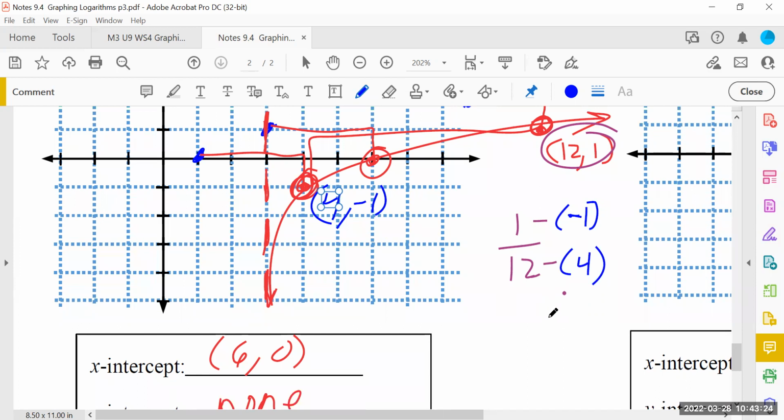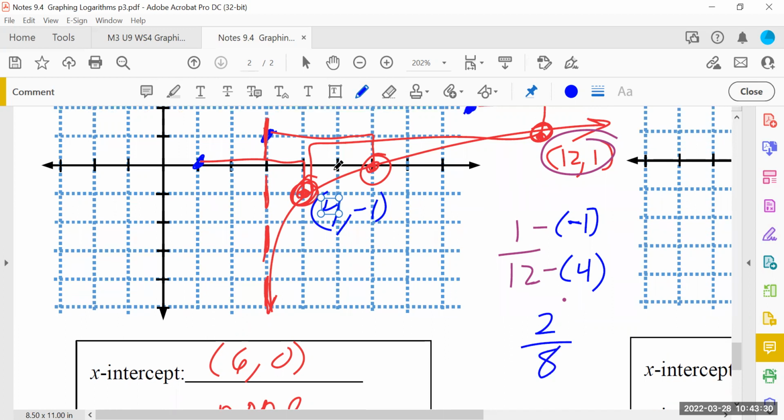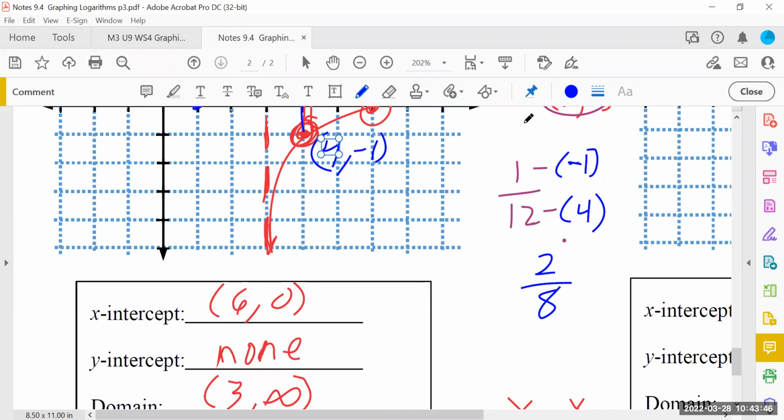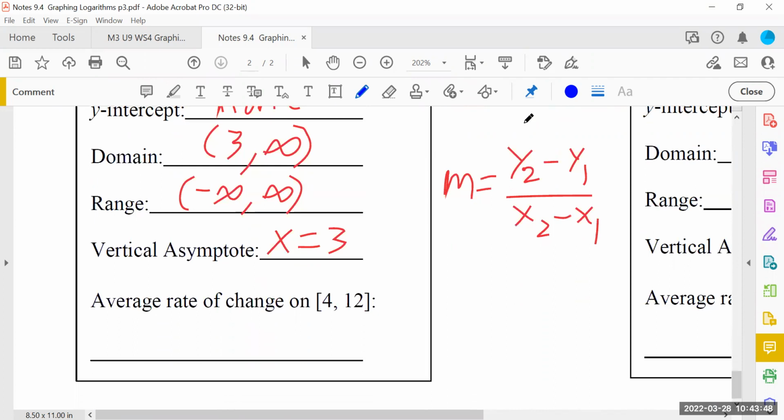1 minus negative 1 would be 2. 12 minus 4 would be 8. So 2 over 8, or if I can see the points, just count up 1, 2, over 1, 2, 3, 4, 5, 6, 7, 8. I have to be careful when you're counting off the graph. Does that make sense? But it should be 2 over 8. 2 over 8 would be my rate of change, which would reduce to 1 over 4.